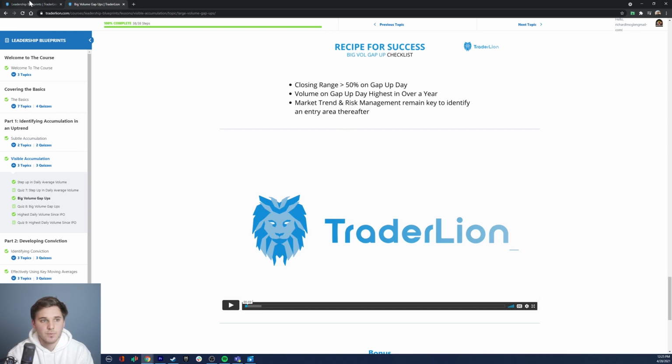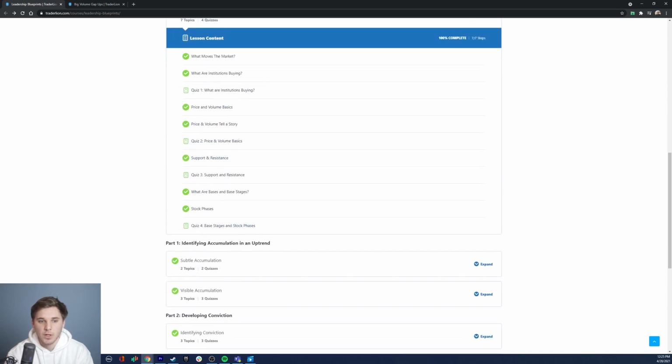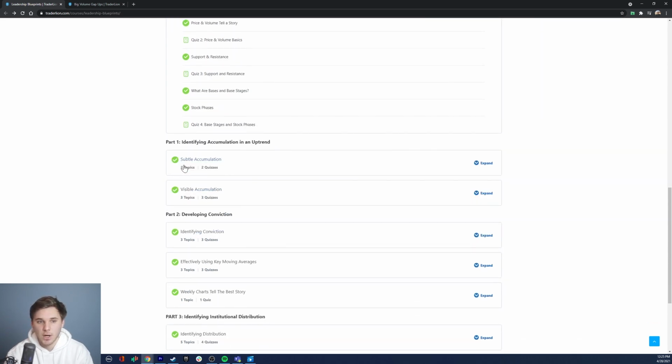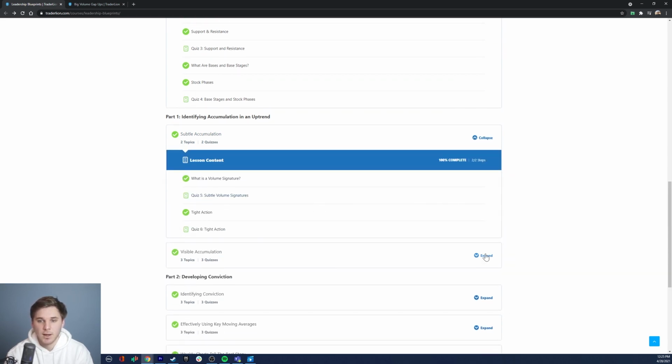With that said, let's move back to the outline. After covering the basics, that essential knowledge, we'll move on to part 1, which is identifying accumulation in an uptrend. There are two main ways we talk about: subtle and visible accumulation. In subtle, we talk about volume signatures and tight price action, and we have a ton of different examples to show exactly what we like to look for.